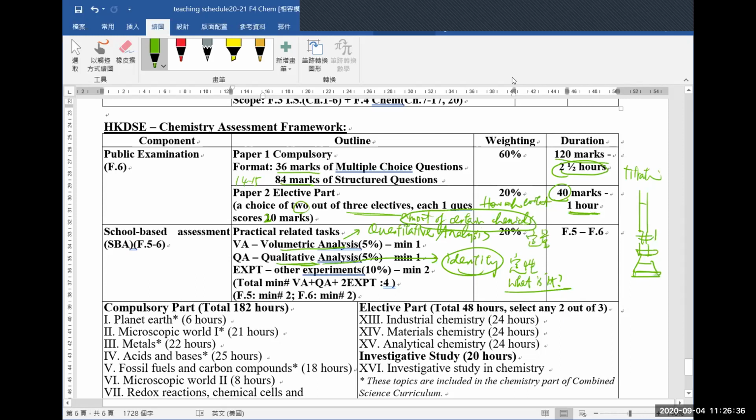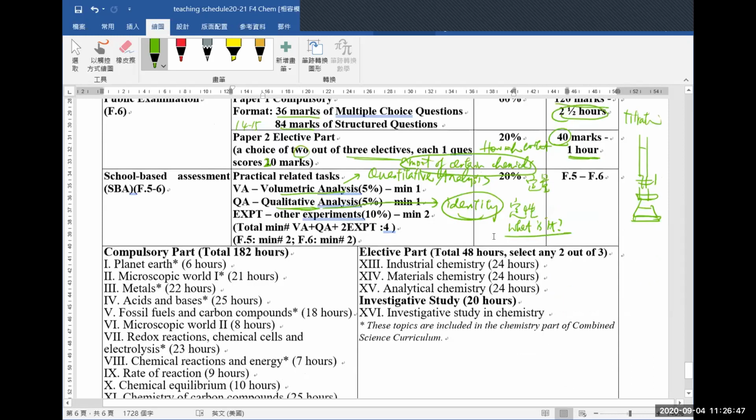So this will spread over Form 5 and Form 6, those 2 years. Which means in Form 4, no need. Don't worry too much about SPA. In Form 4, we will not have any SPA.